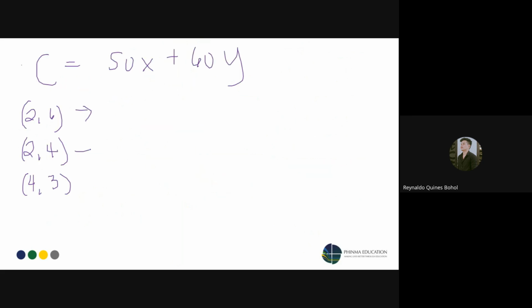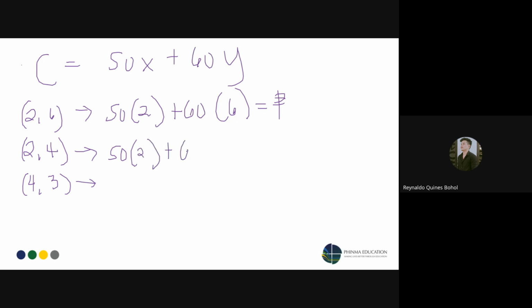Okay? So, substitute na natin siya. Minimize to, minimize. Kaya C. So, 50 times 2 plus 60 times 6. Then, this is 50 times 2 plus 60 times 4 equals. And sa kabila naman is 50 times 4 plus 60 times 3 equals. So what do you think is the lowest cost, and which ordered pair are we going to use? So what is 50 times 2 plus 60 times 6 equals? Please type your answer.